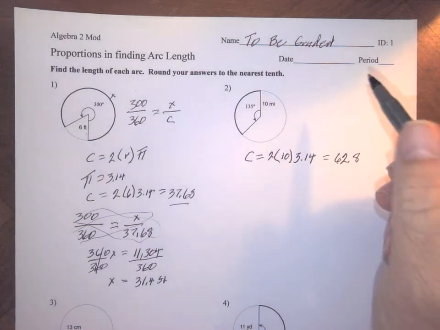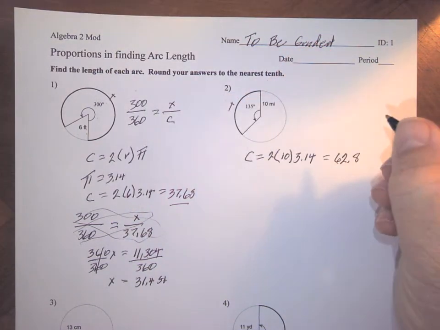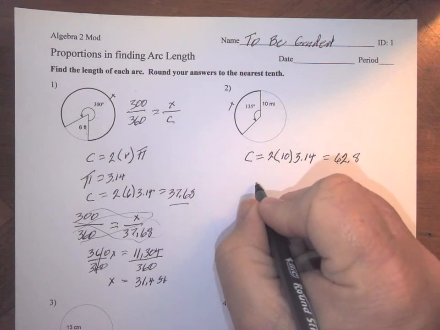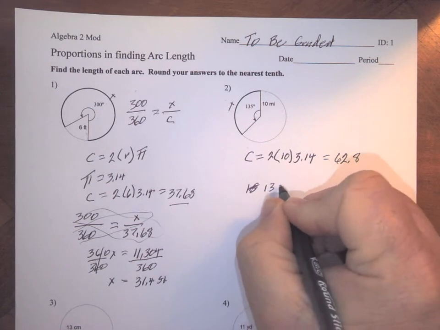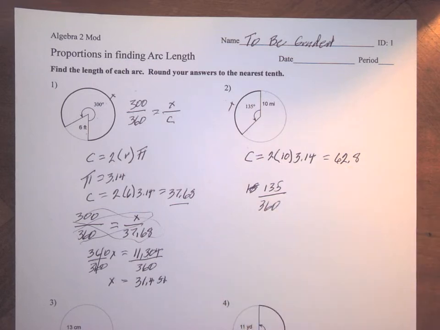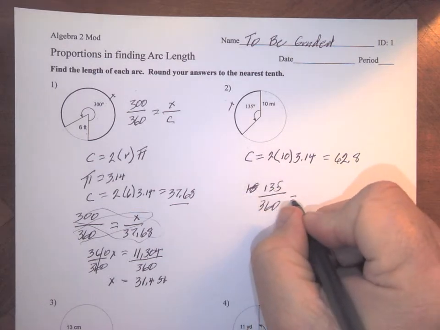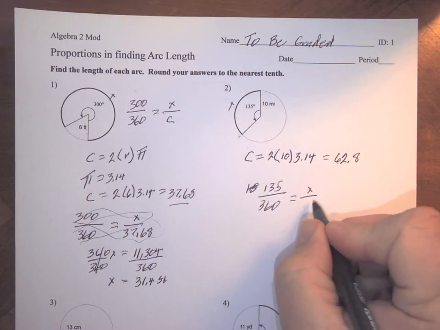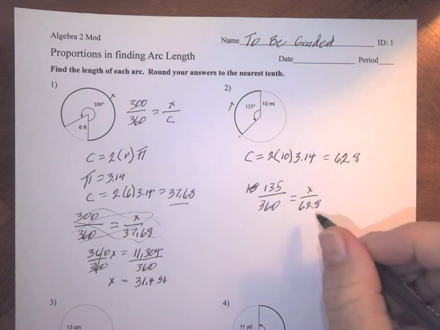So we know that the length of our arc is x, and the measure of our arc is 135. So we just set up our little ratio here, 135 degrees divided by 360, which is the total number of degrees in the circle, has got to be equal to x, which is this portion of the circumference, divided by 62.8, which is the total circumference.